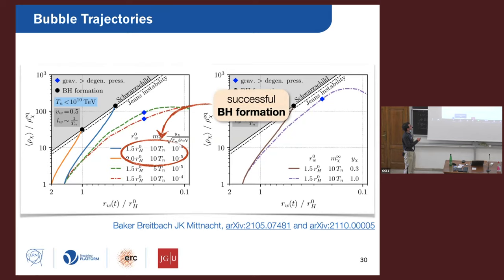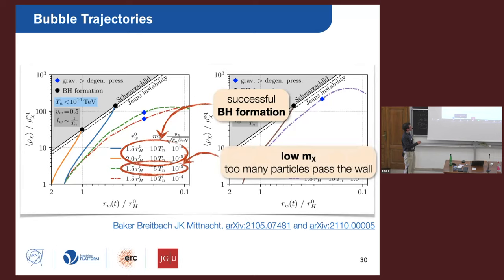There are of course also other regions of parameter space where too many particles pass into the wall. This is the green curve here. So here you see that the growth of the density is limited just because particles are able to get into the bubble. The reason being that upon each reflection, they pick up a little bit of momentum from the bubble wall. And if they are reflected too often, then they just gain enough energy to get in.